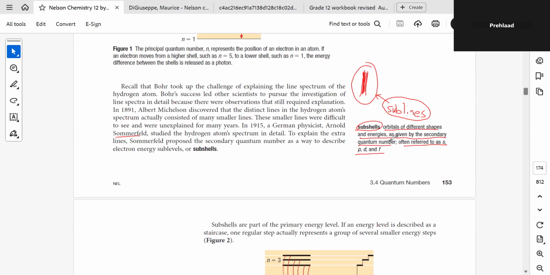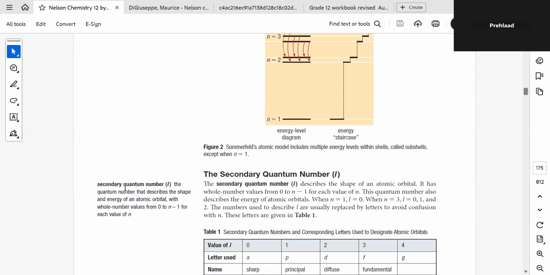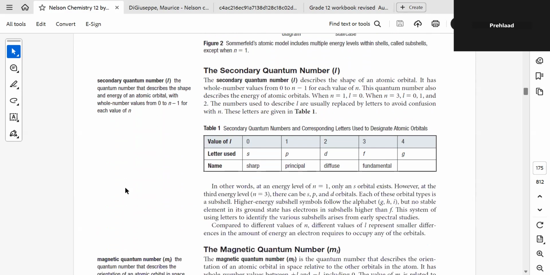Yeah, I wrote it down. Done. Okay. So is it clear why the origin of the subshell was proposed? Yes. Okay. So now the secondary quantum number is represented by L.